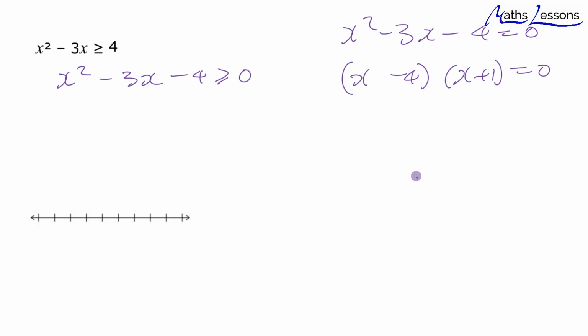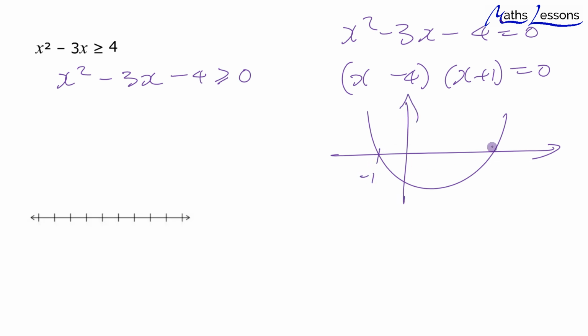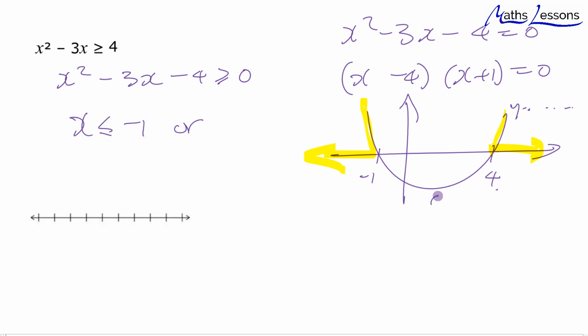So if we draw a sketch of that graph, it's going to cross at 4 and minus 1. So we put the minus 1 there, and we put the 4 there. And we want greater than or equal to 0. So this curve, y equals all of that, the y value wants to be greater than 0. So where does that happen? Here. So we're going to be looking at x is going to be less than or equal to minus 1, or, because it's split, x is going to be greater than or equal to 4.